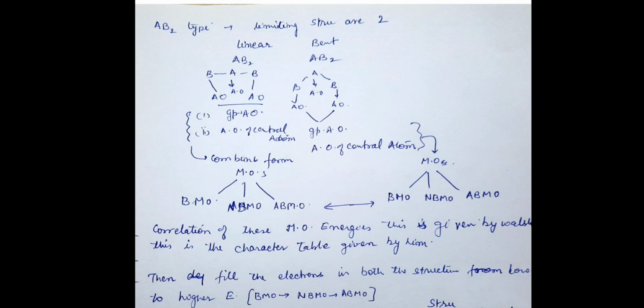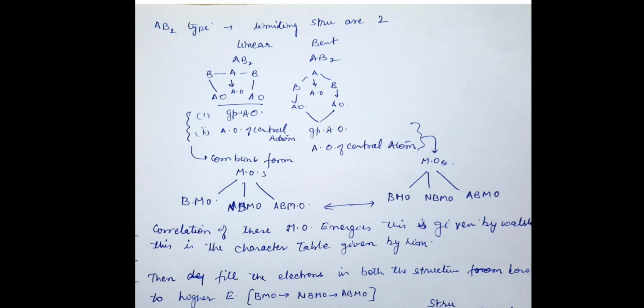Now take an example AB2 type. What are the limiting structures of these two? Linear and bent. First is AB2, second is again AB2. Linear is BAB. Then the atomic orbitals of both the B, they combine, they form group atomic orbitals. Here again in bent structure, ABB, both the atomic orbitals of B, they both combine and form group atomic orbital.